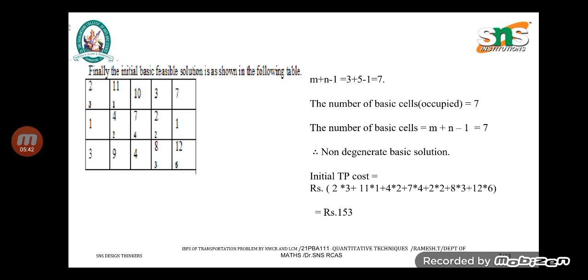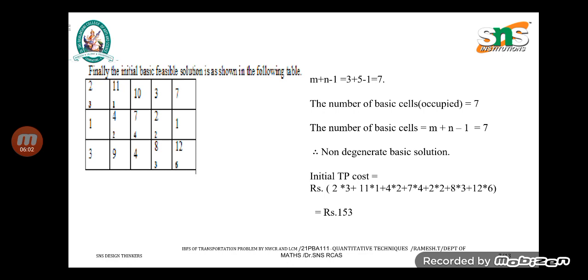Then m plus n minus 1. So m plus n minus 1, where m is the number of rows and n is the number of columns. Here there are 3 rows and 5 columns. So 3 plus 5 minus 1 is equal to 7. And the number of basic cells or occupied cells is also 7. So these two are equal. Therefore we get a non-degenerate basic solution.